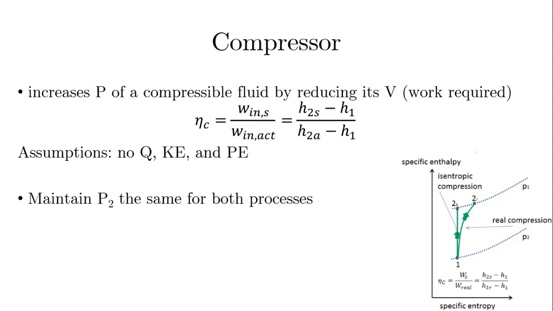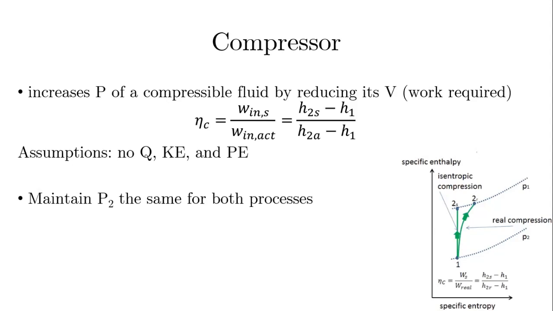Since we're assuming there's no heat, there's no KE and no PE, work is necessarily delta H. So we have, again, delta H versus delta H, except in this case, we're coming from the bottom rather than the top because, well, we kind of flipped it. So we're going to start at two different pressures, but we're going to end at the same pressure. That's the idea. We're going to maintain the end pressure to be the same. My goal is to reach P2. I don't care how, but my goal is to reach P2.